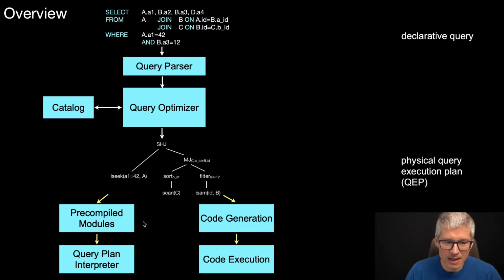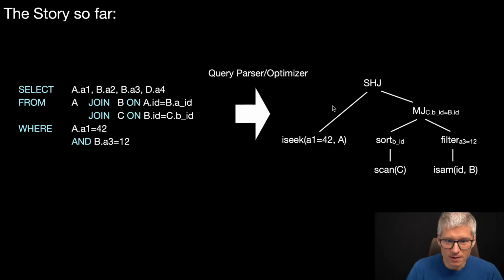So one is to rely on pre-compiled modules and then interpret the plan. That's one path. The other is to actually generate code, similar to what a C++ or Rust compiler would be doing here, and then execute the code. So we will be looking at how that works in more detail.